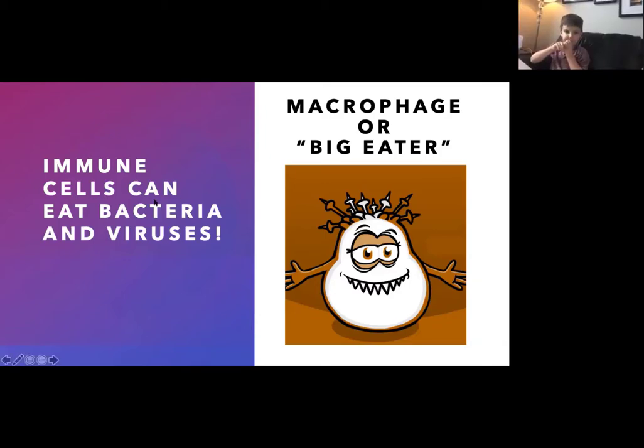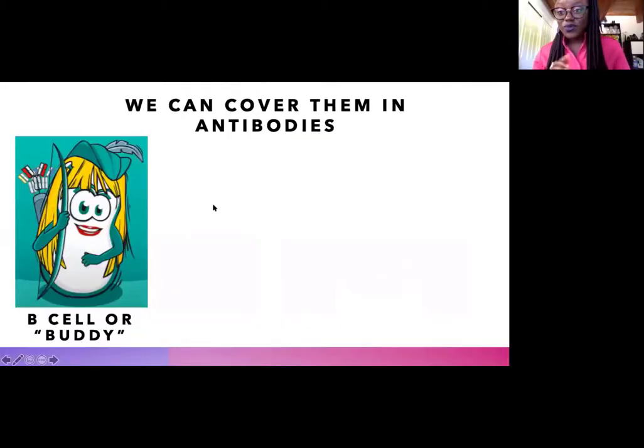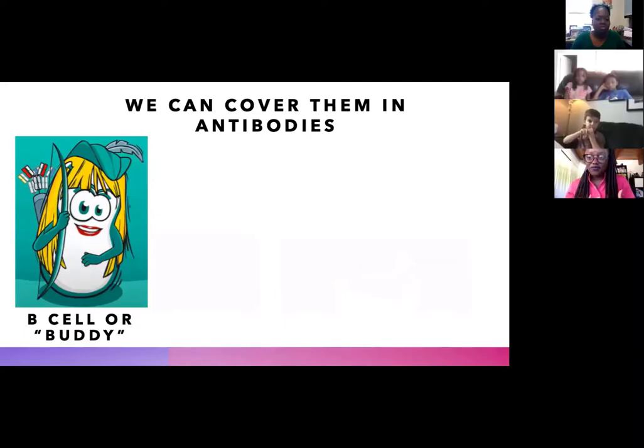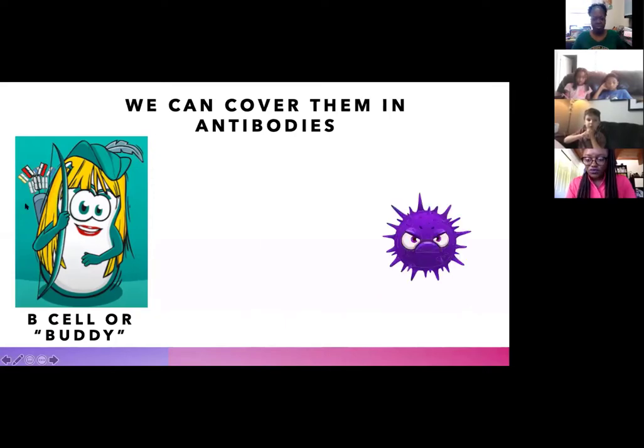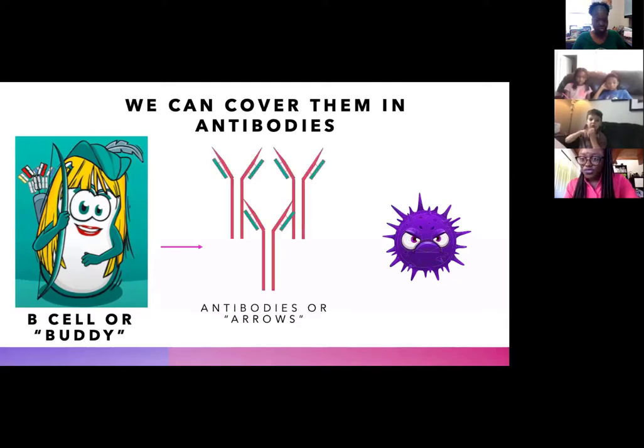Okay, so another way your immune system helps fight against viruses and germs is that it covers them in these things called antibodies. And I want to introduce you to this particular cell called a B cell, or as I like to call it, buddy. As you can see here, buddy has a bow and arrows, and if there's a germ in your life, buddy creates these arrows called antibodies.